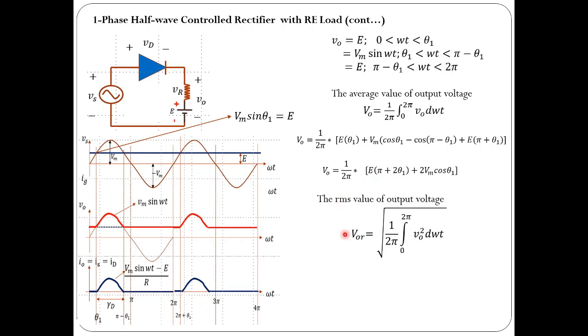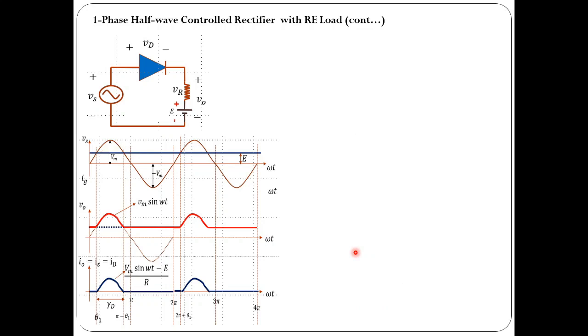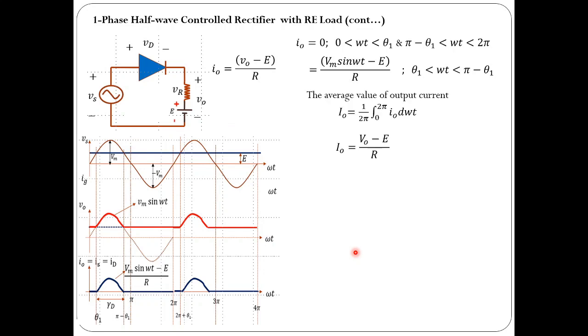And coming to the RMS value, once again we know V0. According to the definition, the RMS value of the output voltage would be this formula. The integration of V0 square d omega t is the area under the curve. Find that out and substitute it in this expression, and you will get VOR, that is the RMS value of the output voltage.